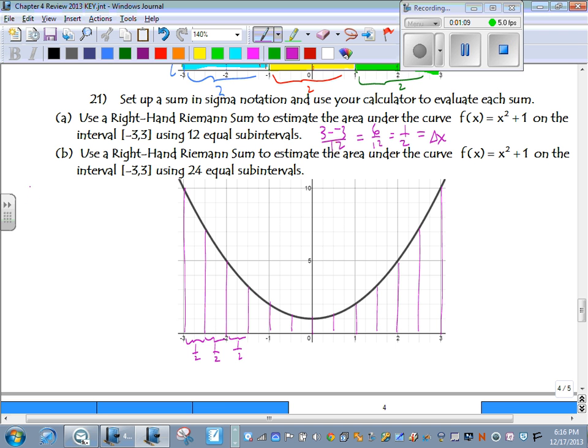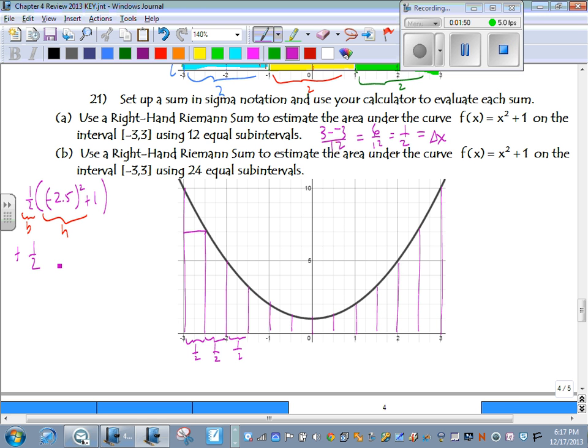Our first one, base is going to be 1/2, times the height. Well, our right-hand Riemann sum means between -3 and -2.5, the right side is where we get our height from. So we have to put -2.5 into the equation to find the height. Our equation is x squared plus 1. We're going to put -2.5 in that equation. So -2.5 squared plus 1. So here we have the base times the height. That's our first rectangle.